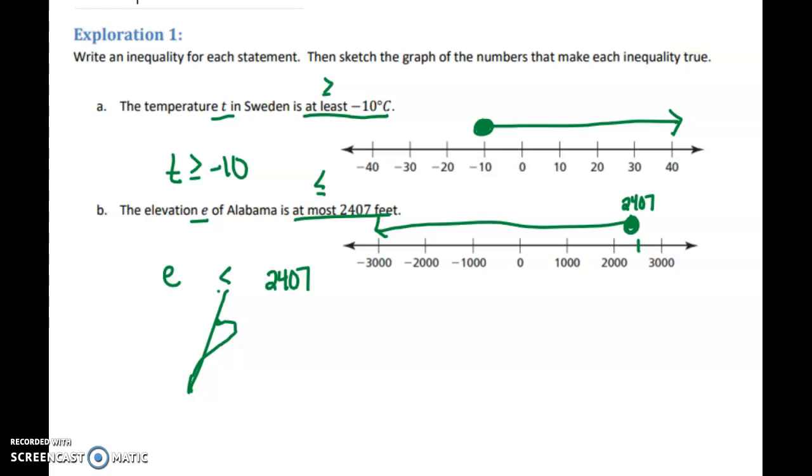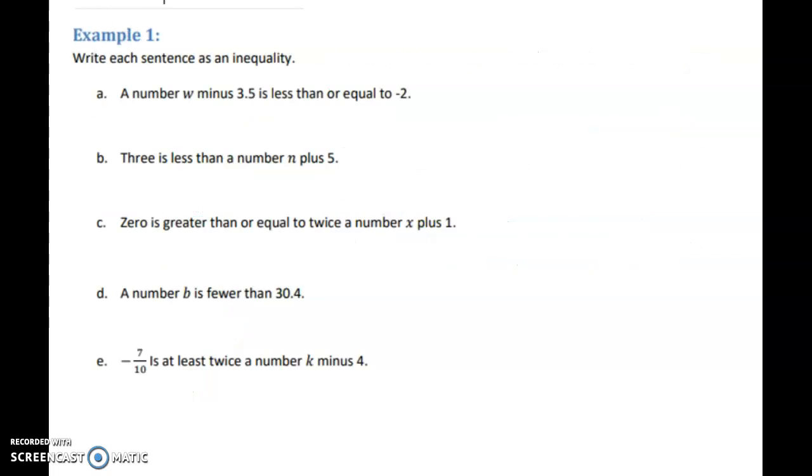Sorry about that. All right, so let's look at a more basic example. Same concept, just without the real world story problem to it. It says, write each sentence as an inequality. So W minus 3.5 is less than or equal to negative 2. So that said to write it as an inequality, we did it. That's done. Let's try another one.